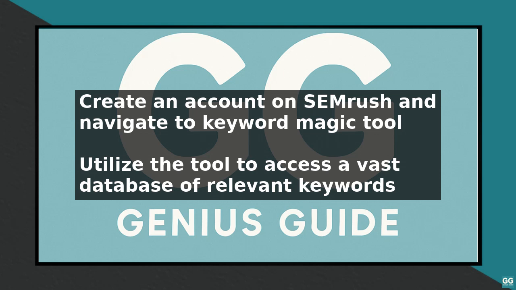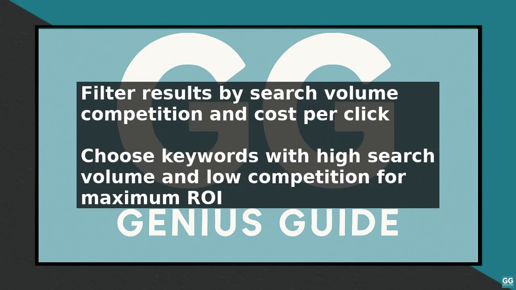Begin by typing in a seed keyword related to your business or niche and select the database of the country you are targeting. SEMrush will then provide you with a list of relevant keywords along with their search volume, competition, and cost per click. Filter the results to find the most relevant and profitable keywords for your campaign. You can filter by search volume, competition, cost per click, and keyword intent. It is essential to choose keywords with high search volume and low competition to maximize your return on investment.